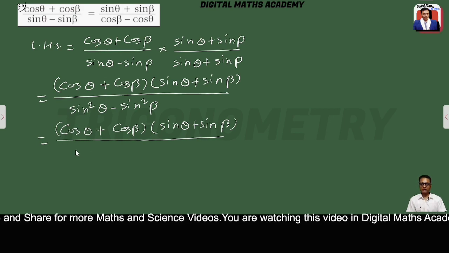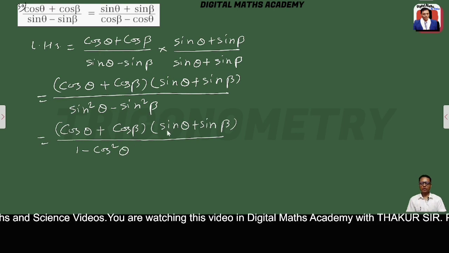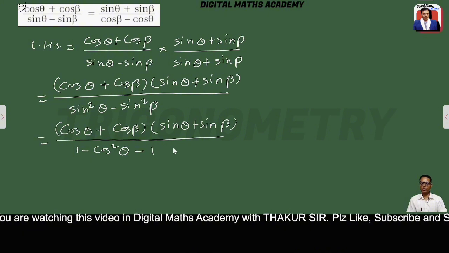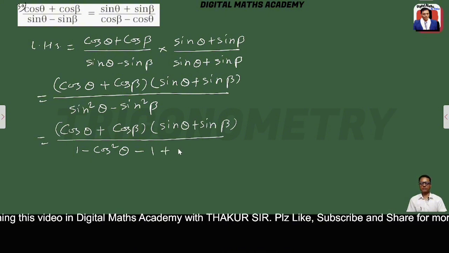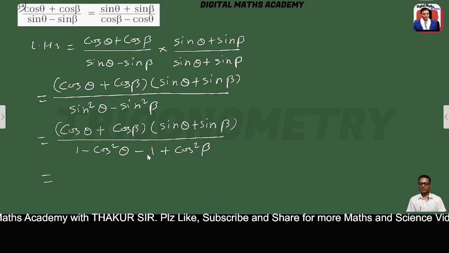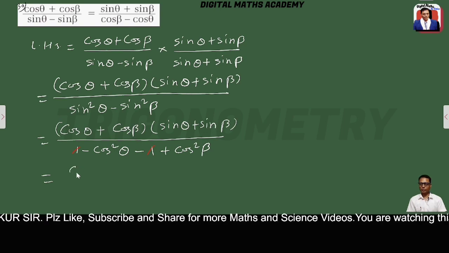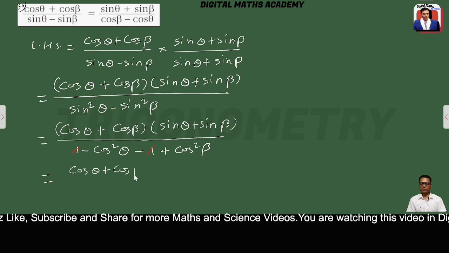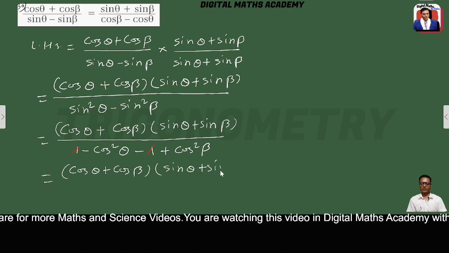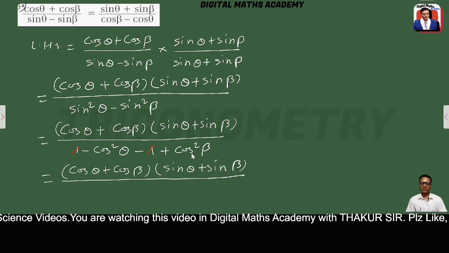So sin²θ gives us 1 minus cos²θ, and sin²β gives us 1 minus cos²β. So here is minus, we have to change the sign of 1, and then we write here plus cos²β. Now here plus 1 minus 1 will cancel, and the remaining we write the numerator as it is. So we have here cos θ plus cos β, then we have here sin θ plus sin β, and here at the denominator there is a minus cos²θ plus cos²β.